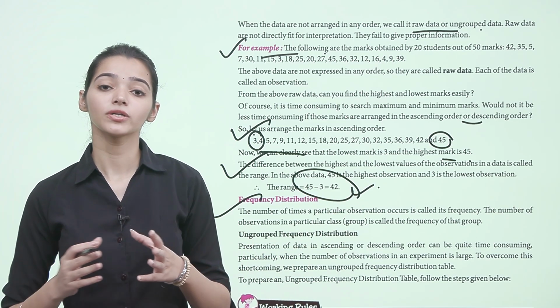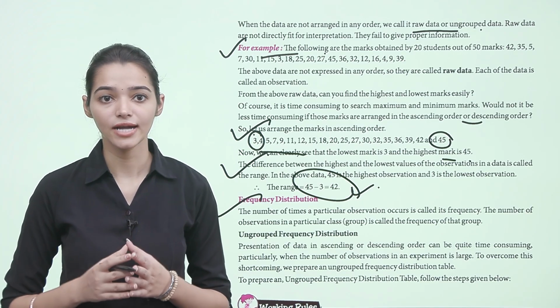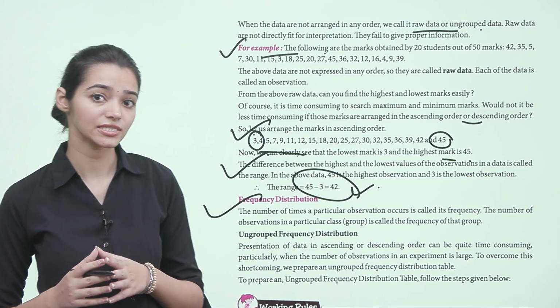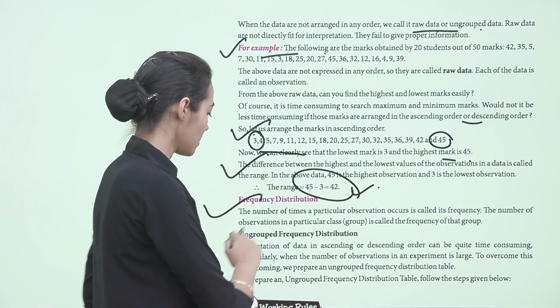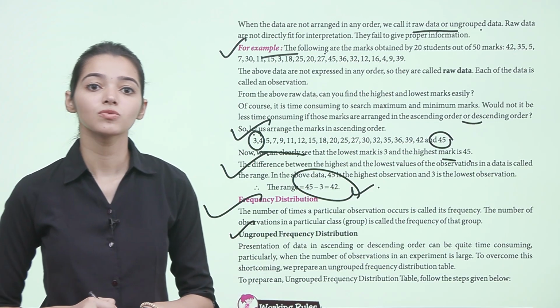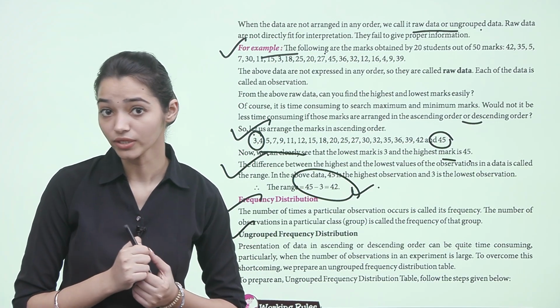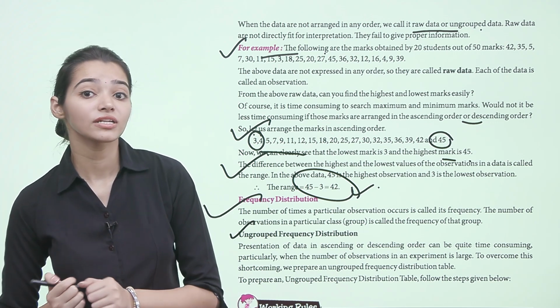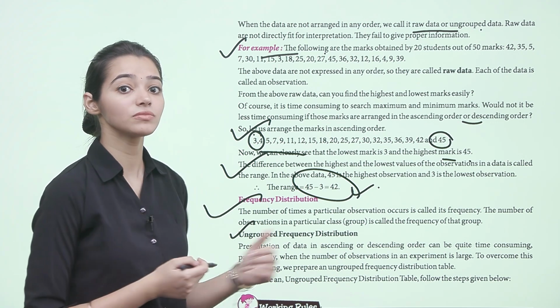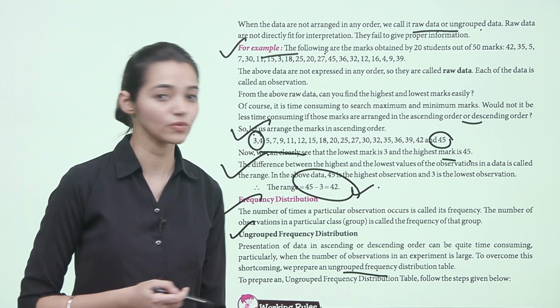The number of times a particular observation occurs is our frequency, and the number of observations in a particular class is the frequency of that group. Now, ungrouped frequency distribution: the presentation of data in ascending or descending order can be quite time consuming when the number of observations in an experiment is large. To overcome this, we prepare an ungrouped frequency table.